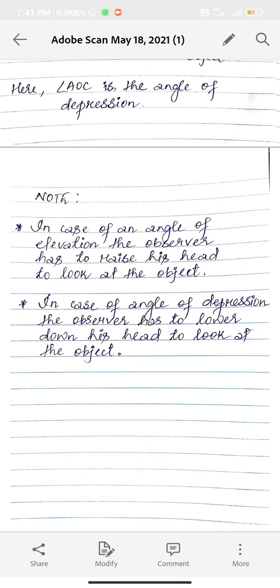There are 2 points to remember. In case of an angle of elevation, the observer has to raise his head to look at the object, and in case of angle of depression, the observer has to lower down his head to look at the object.